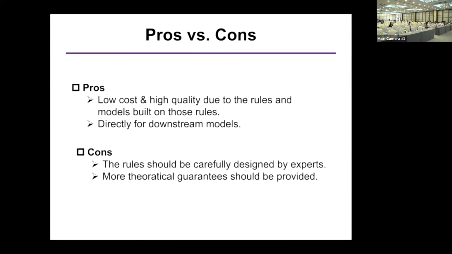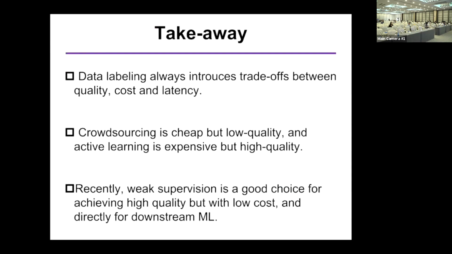The advantage of weak supervision is that it achieves both low cost and high quality, due to the rules and models built on the rules, and it directly follows the downstream models. And the disadvantage is, first, the rules should be carefully designed by experts. If many rules are incorrect, the quality is horrible. And the second is that more theoretical guarantees should be provided for the labeling.